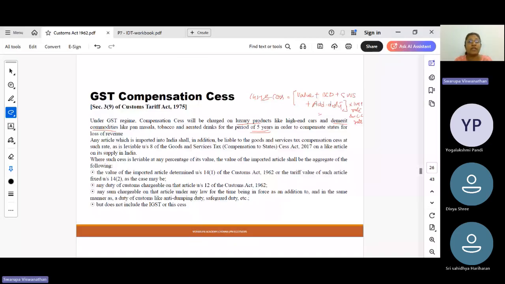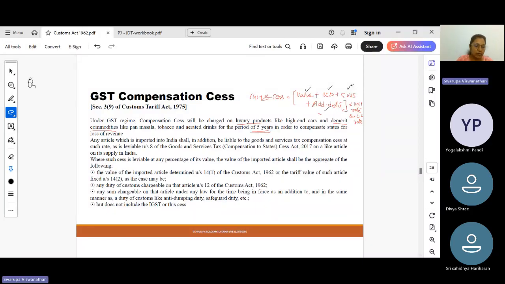GST compensation cess: if any luxury products are being imported, and if the luxury product in the domestic market is subject to a compensation cess, then the same compensation cess is applicable on the imported product as well. So GST applicability is based on the GST tariffs. We need to refer to the GST tariffs also and ensure what the HSN is, what rate has been given as per the IGST Act, and what compensation cess has been provided, and accordingly charge any compensation cess in the case of imported goods as well. So GST and cess, how will it be calculated? It will be calculated on the basic value, that is the assessable value, plus basic customs duty, plus social welfare surcharge, plus any other duty.